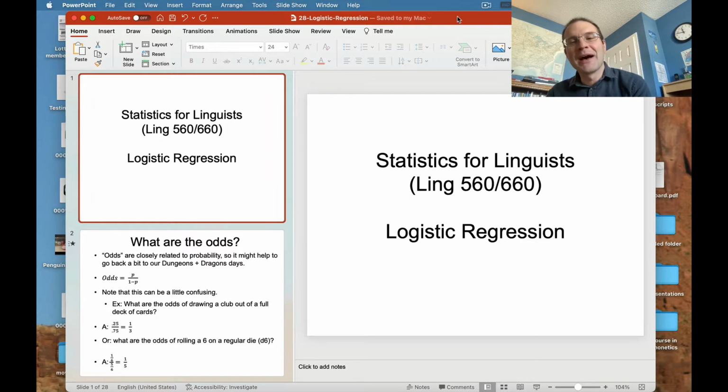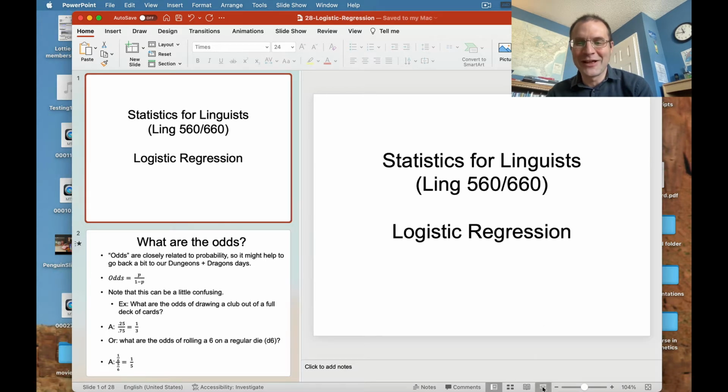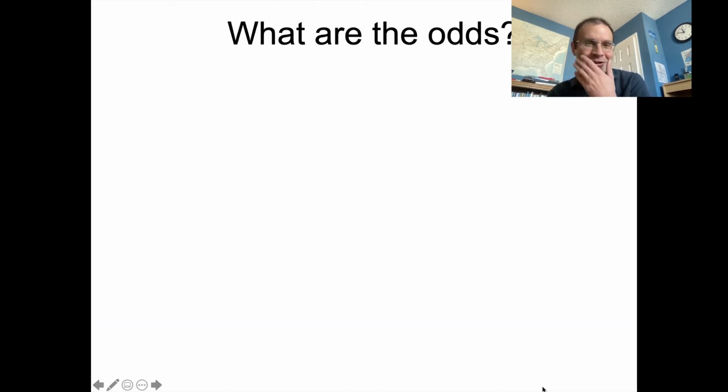We're going to talk today about logistic regression. I think we don't really need a whole lot of preamble for this because I gave it to you at the end of the last lecture, so why don't we just get on into it.